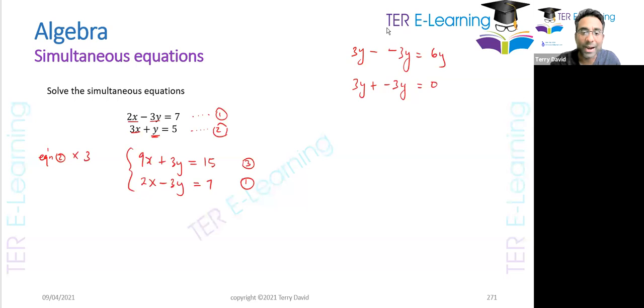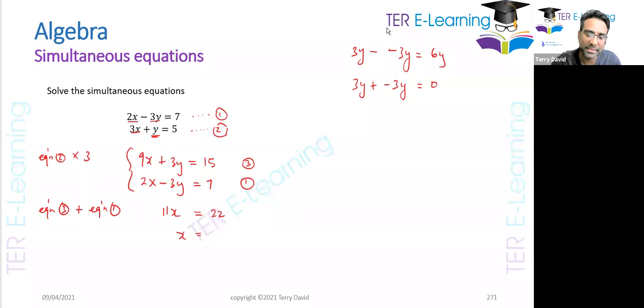So what I'm going to do, I'm going to add my two equations, right? So pay attention to that in the exam. So equation 3 plus equation 1, right? When I add those two, 9x plus 2x, I'm going to get 11x. 3y plus minus 3y, you're going to get 0. So the y is eliminated. That's why this process is called elimination, right? So we're adding, and 15 plus 7, that's going to give me 22.